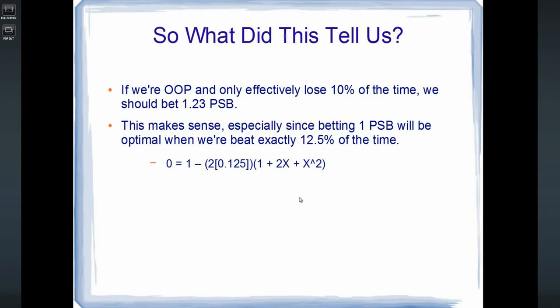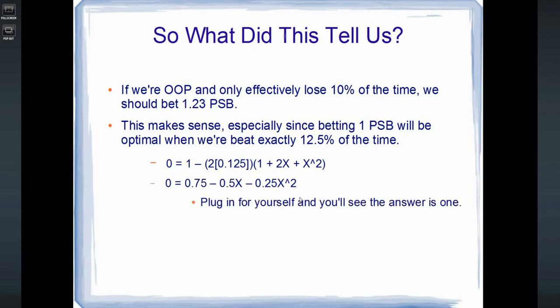So you can see me plugging these variables right here. And you can plug it in for yourself, and you'll see that the answer is 1. You should bet 1 pot size bet when you're beat 12.5% of the time. So here, we're beat only 10% of the time. So we're going to bet a little bit bigger than we would if we were beat 12.5% of the time. So it makes sense that we want to bet bigger than the pot. We want to bet 1.23 pot size bets.